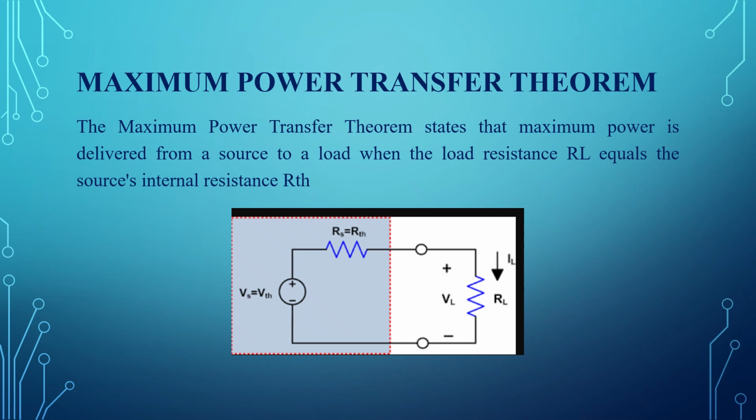Next one is the maximum power transfer theorem. The maximum power transfer theorem says that when the load resistance RL is equal to the Thevenin resistance RTH, at that time the maximum power can be delivered from the source to the load. So this says about the maximum power transfer theorem.